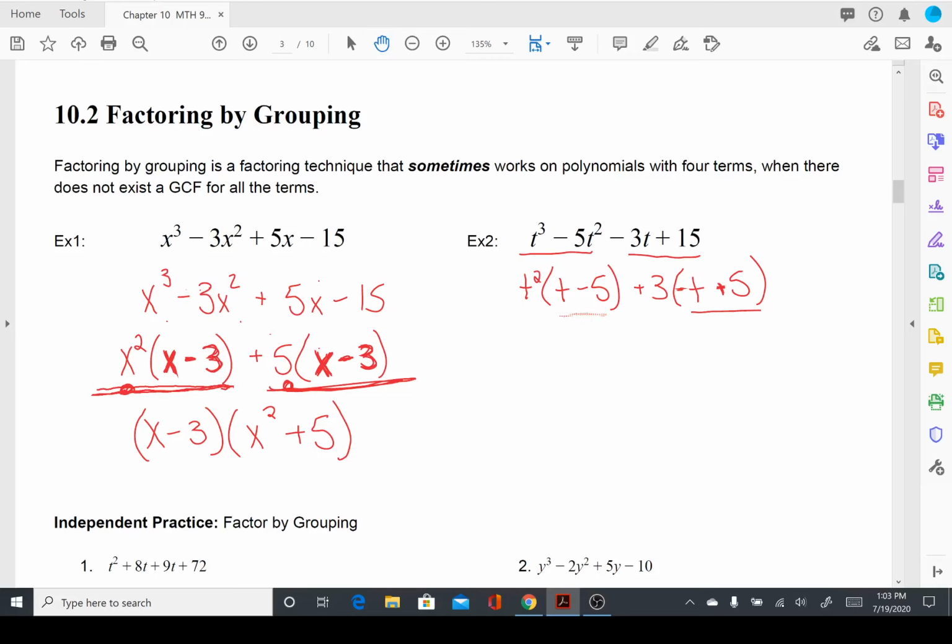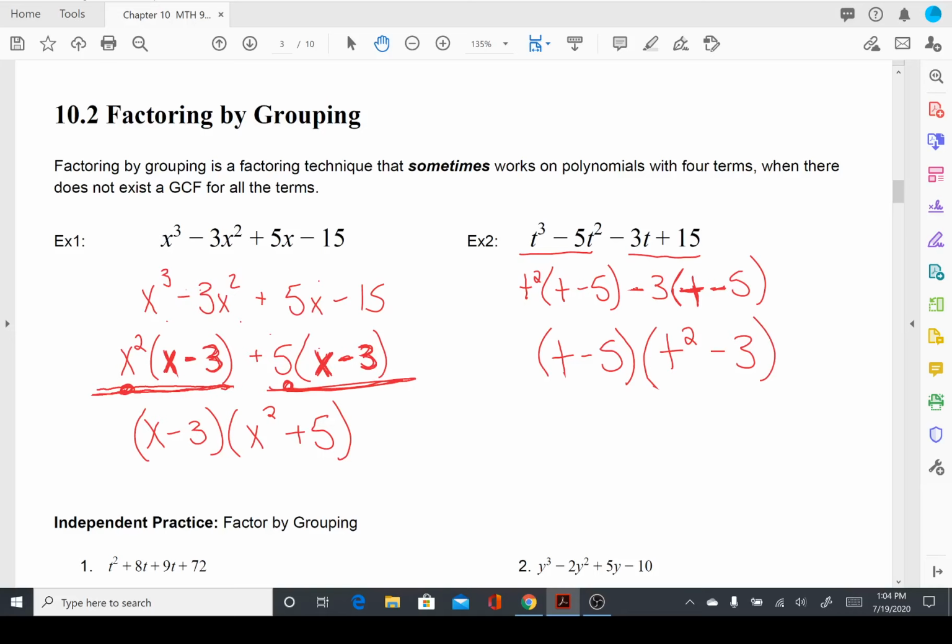So if it doesn't work the first time, try messing around with it a little bit. See if you can get what's inside the parentheses to look exactly the same. So minus 3, that leaves us with positive t minus 5. Now the thing that we have in common is t minus 5. So we'll write it out in front where we typically have been writing our greatest common factor. Then we have t squared and minus 3.